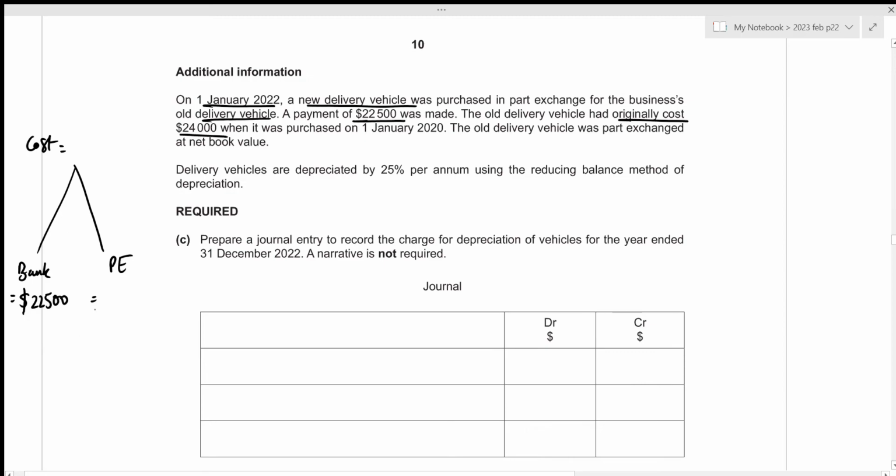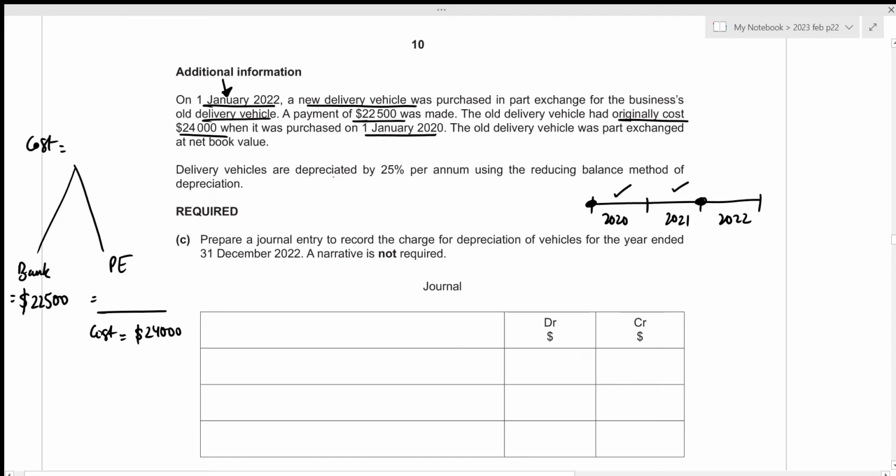So we're talking about the part exchange now. The cost is given to be 24,000, and it was purchased on 1st January 2020. So I'm just going to prepare a timeline right here. This is the year 2020, this is the year 2021, and this is the year 2022. We are told that the old motor vehicle was purchased on this date, and it is exchanged on 1st January 2022. So it's right here, which means that the depreciation is only being provided for the years 2020 and 2021 before it was disposed.